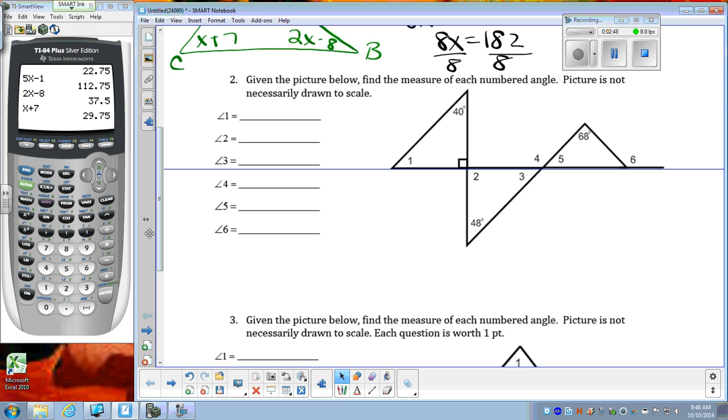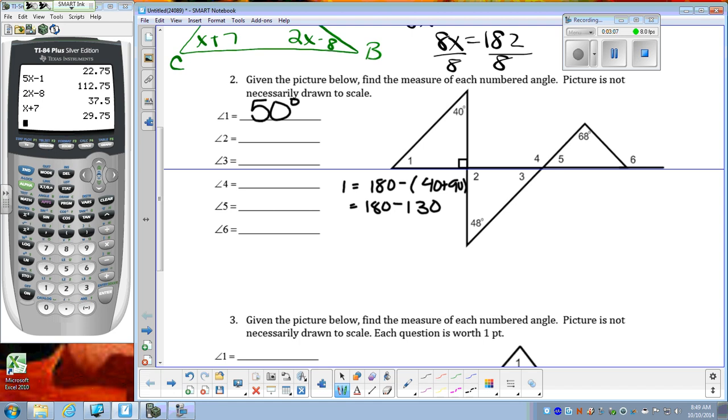Number 2, I want to find the measure of each numbered angle. So if I start from number 1, I know angle 1 would equal 180 minus 40 plus 90. So that's 180 minus 130, so angle 1 is 50 degrees. Angle 2 is vertical from 90 degrees, so I know angle 2 has to be 90 degrees. For angle 3, I want to do 90 plus 48, which is 138, and then subtract that from 180 to get that angle 3 is 42 degrees.